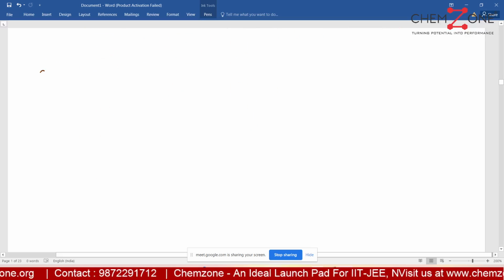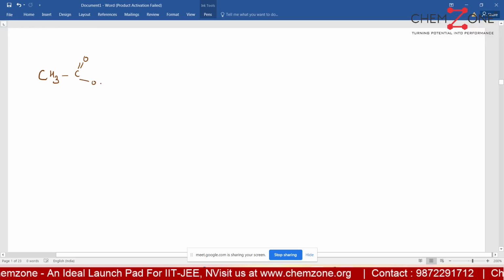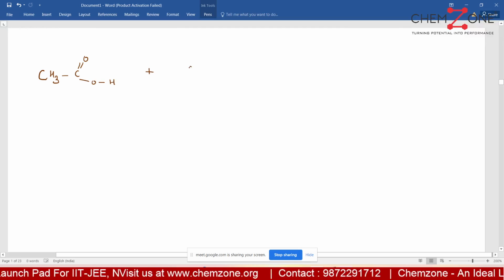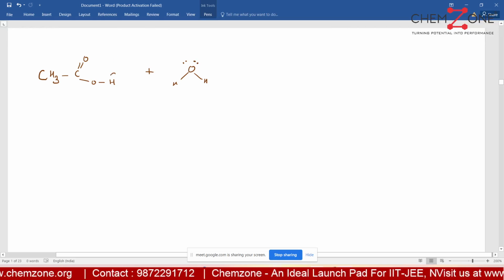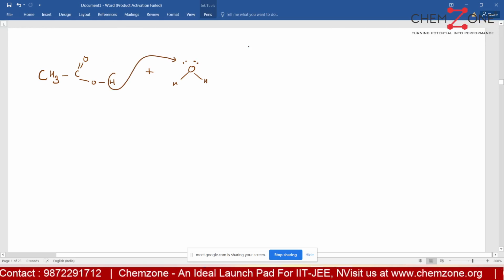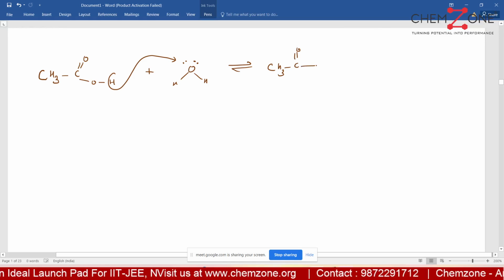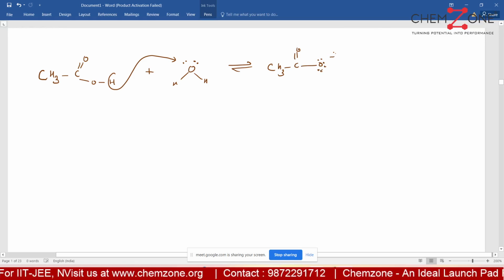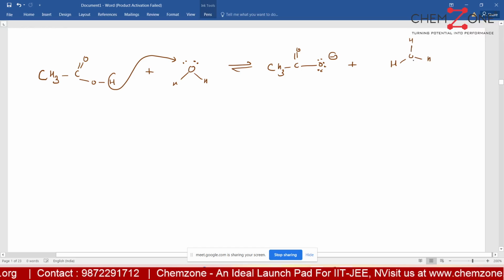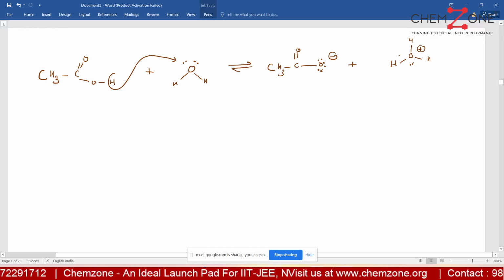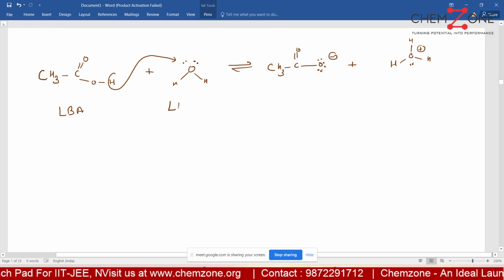Now, I'm giving you one example here. This is acetic acid. I'm adding water here. This is a proton donor and water is accepting a proton. So that will form acetate ion. And water is accepting a proton, so that will form a hydronium ion. It becomes positively charged. So this is a Lowry-Bronsted acid and this is a Lowry-Bronsted base.